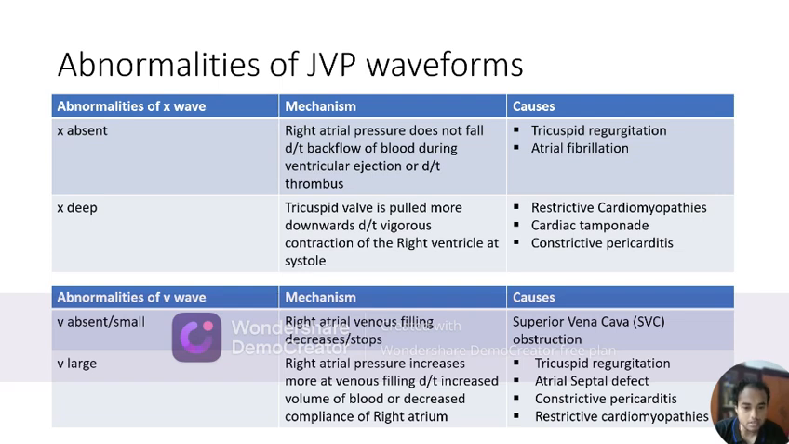In disorders like constrictive pericarditis or restrictive cardiomyopathies, the right atrium is unable to relax at the venous filling phase, which results in increased pressure in the right atrium, which ultimately results in a large V wave.